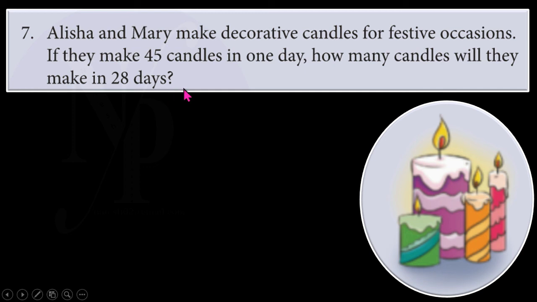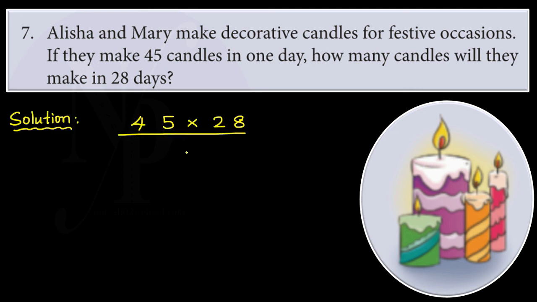We should multiply 45 by 28. Let's multiply and find how many candles they could make in 28 days. Now let's find the product 45 into 28. First let us multiply by 8. 8 5s are 40. We write 0 in one's place and 4 is carried forward to tens place. And 8 4s are 32. 32 plus 4 is 36.